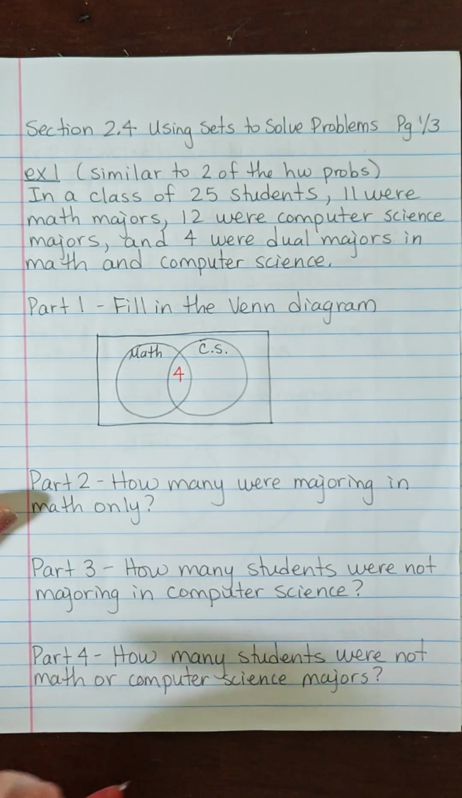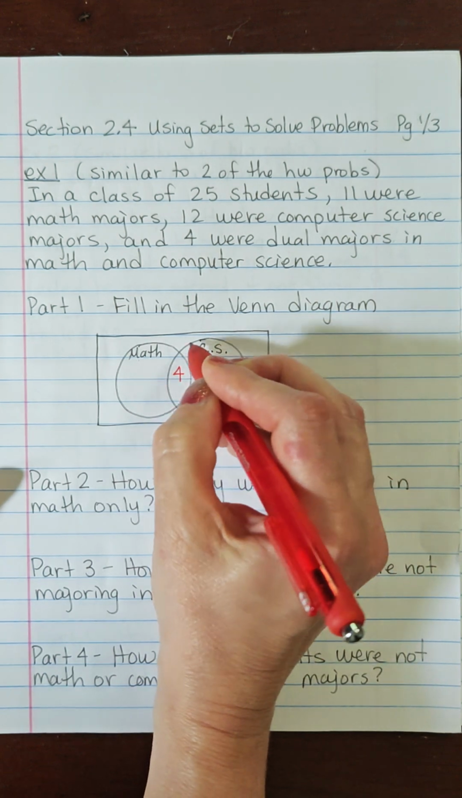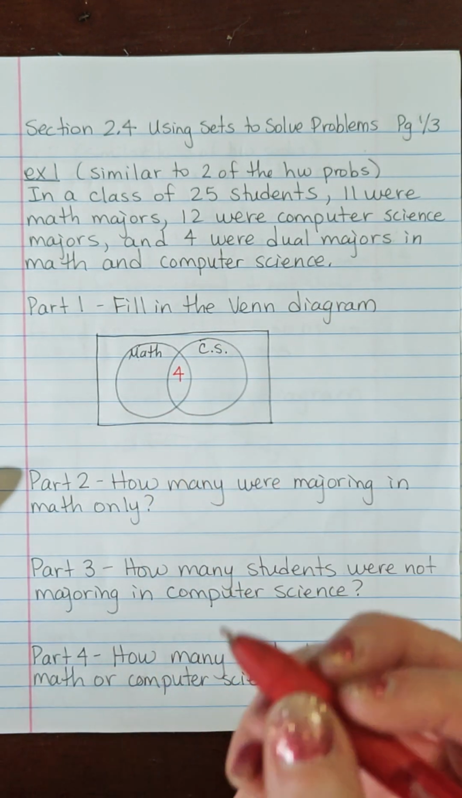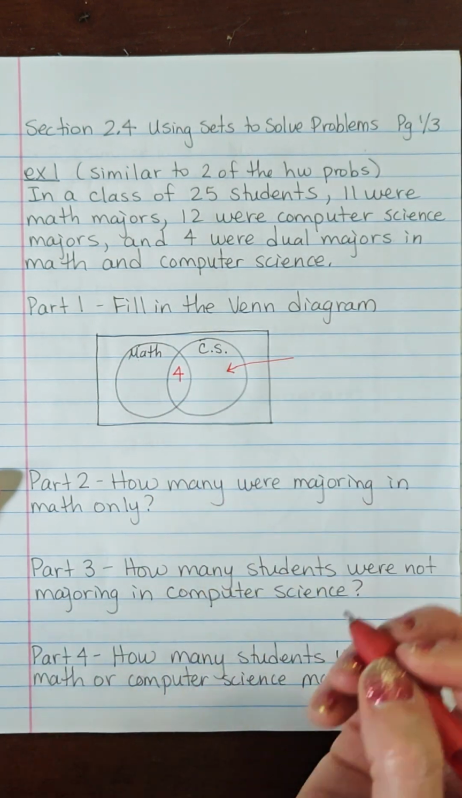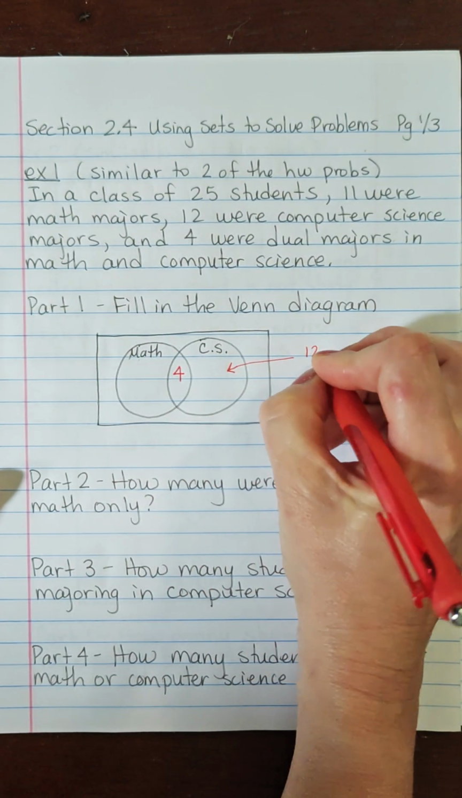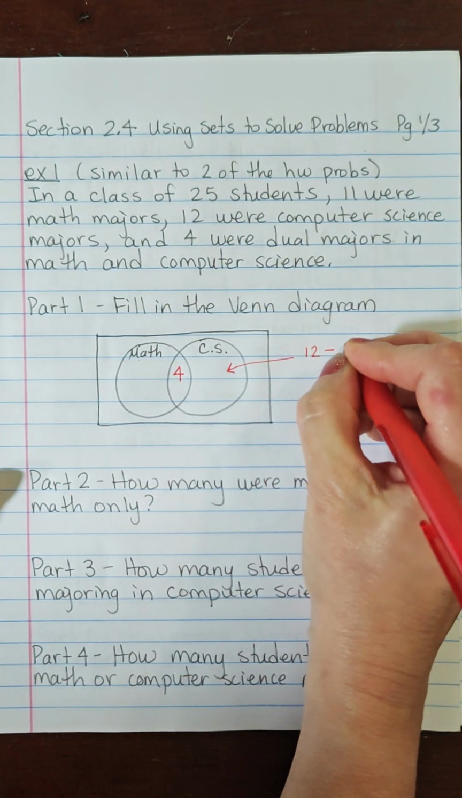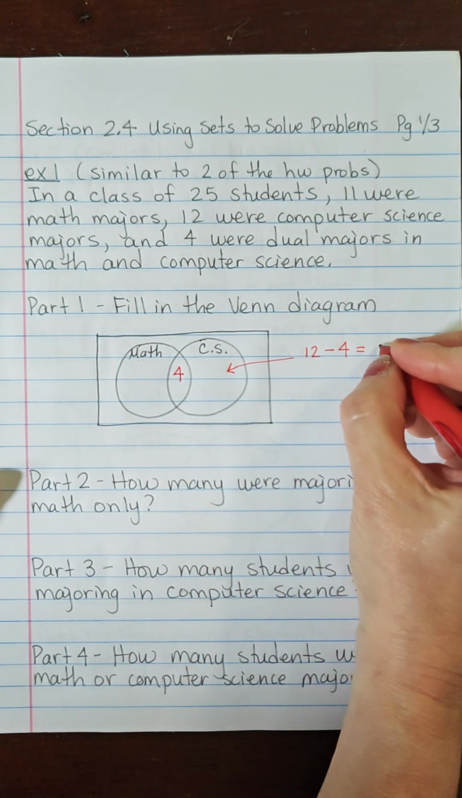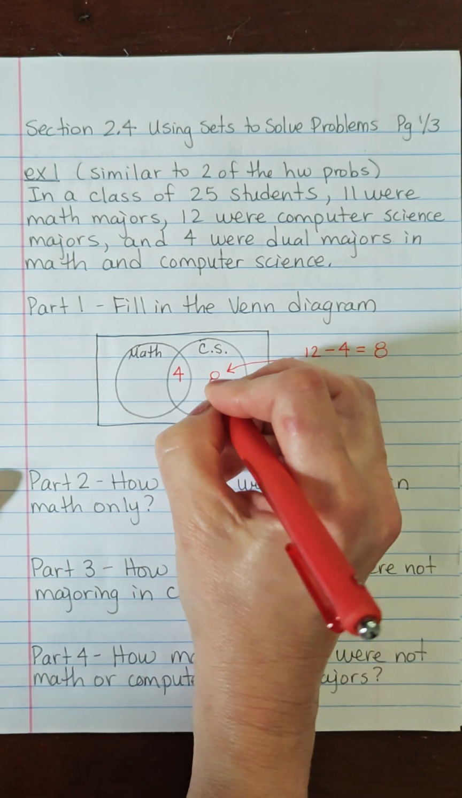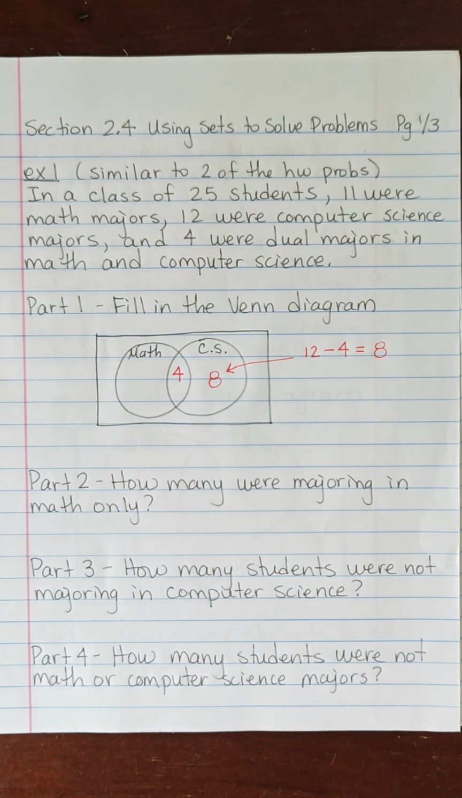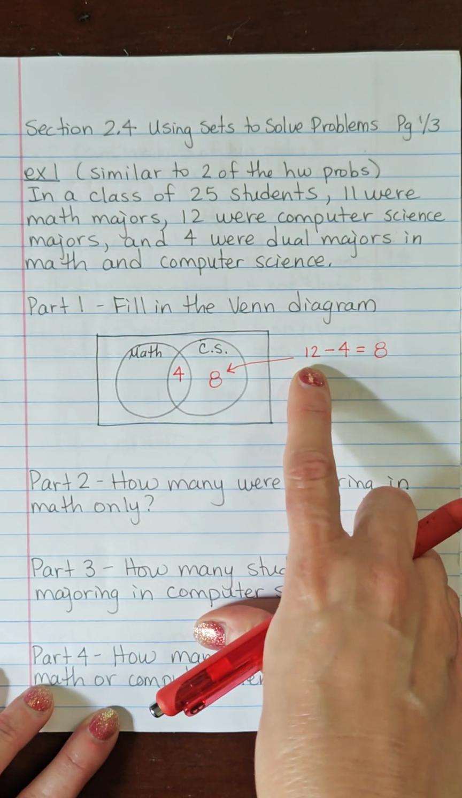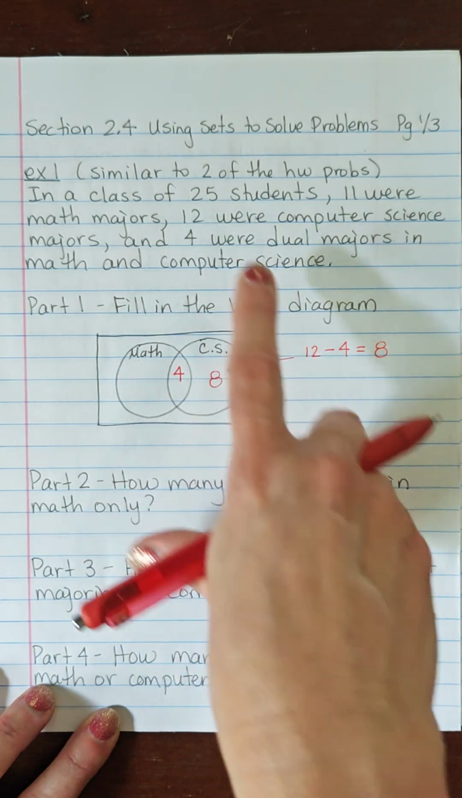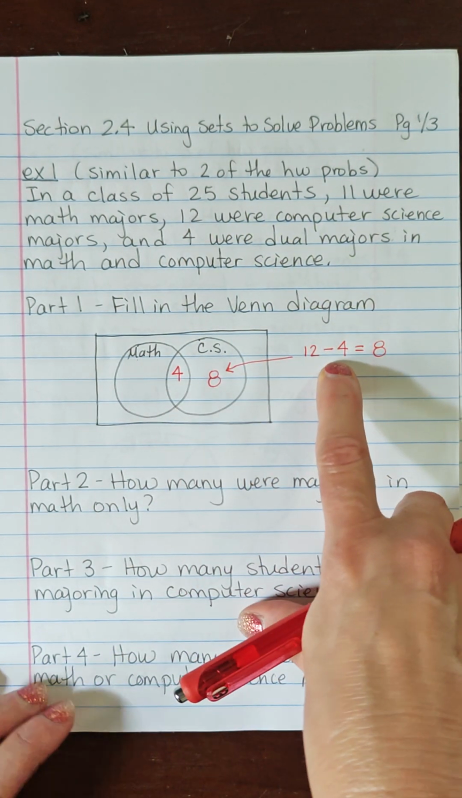12 were computer science majors. That means this entire circle's total is 12. I already have 4 accounted for. So the rest of this circle is going to be this 12, but I've already got 4 of them accounted for. So that's going to put 8 out here, right? Obviously, I know you guys can subtract 12 minus 4 is 8. I just wrote that so that you would know where that number came from. So when you look back later and you're like, where did this come from? Oh, the 12 from there, the 4 from the dual majors.